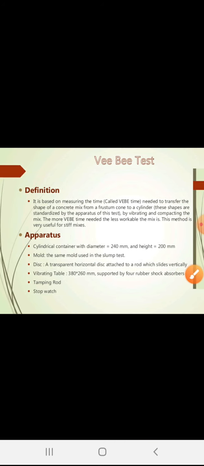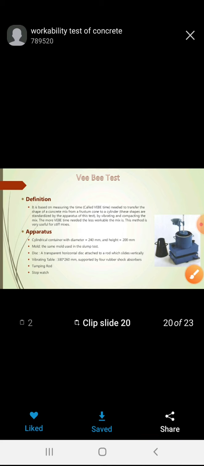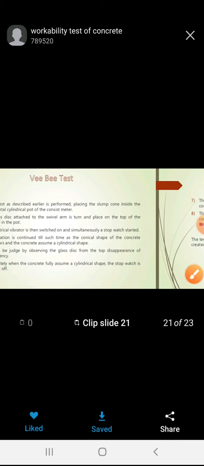First one is a cylindrical container with a diameter as was previously used in the other tests, and a mold. And here the important part is the disc, a transparent horizontal disc which is attached to the rod, we can see here. And the next ones are a vibrating table, a tamping rod and a stopwatch. What we are doing here, we can see in the next slide.